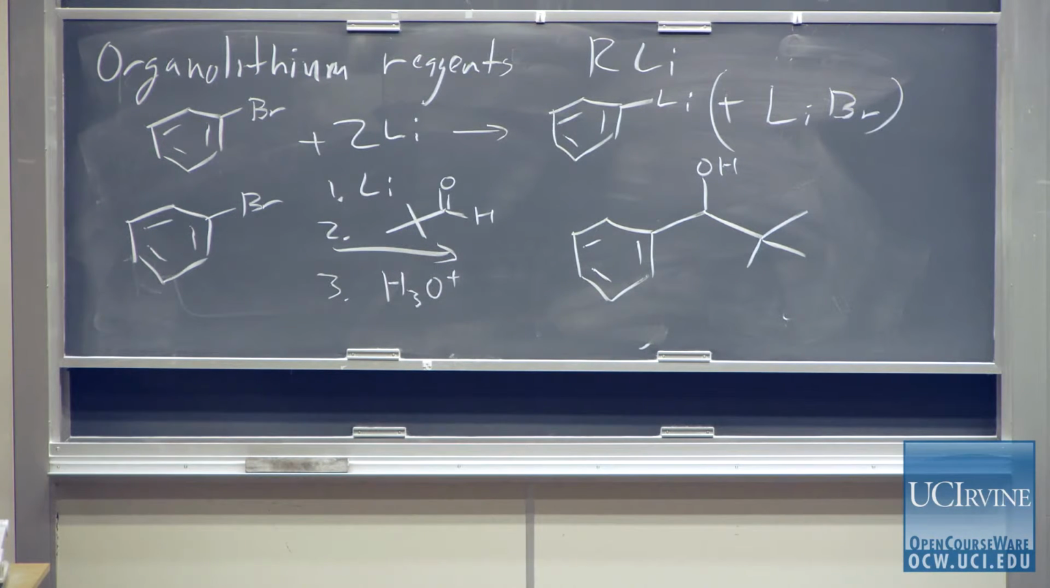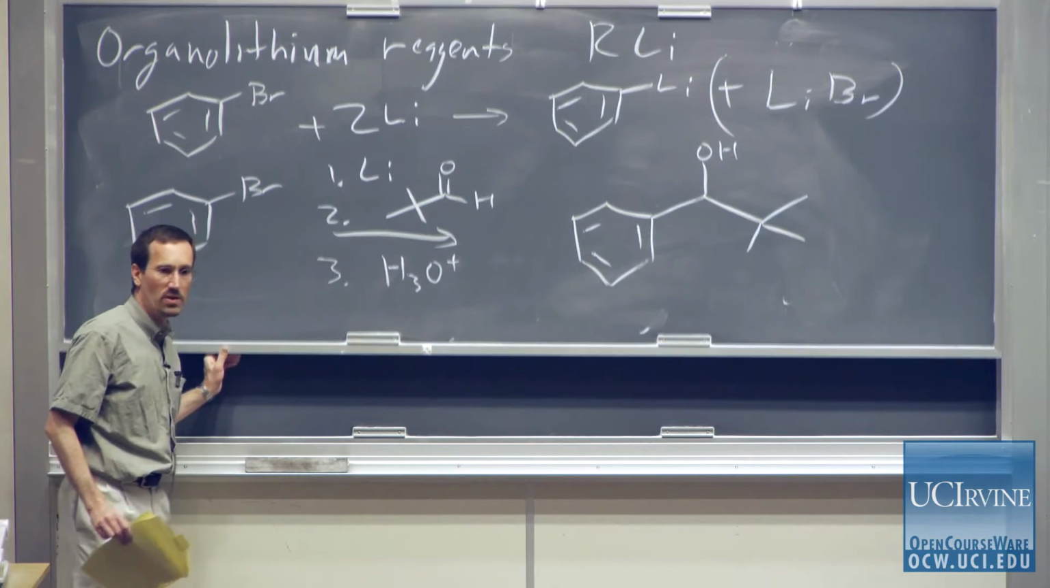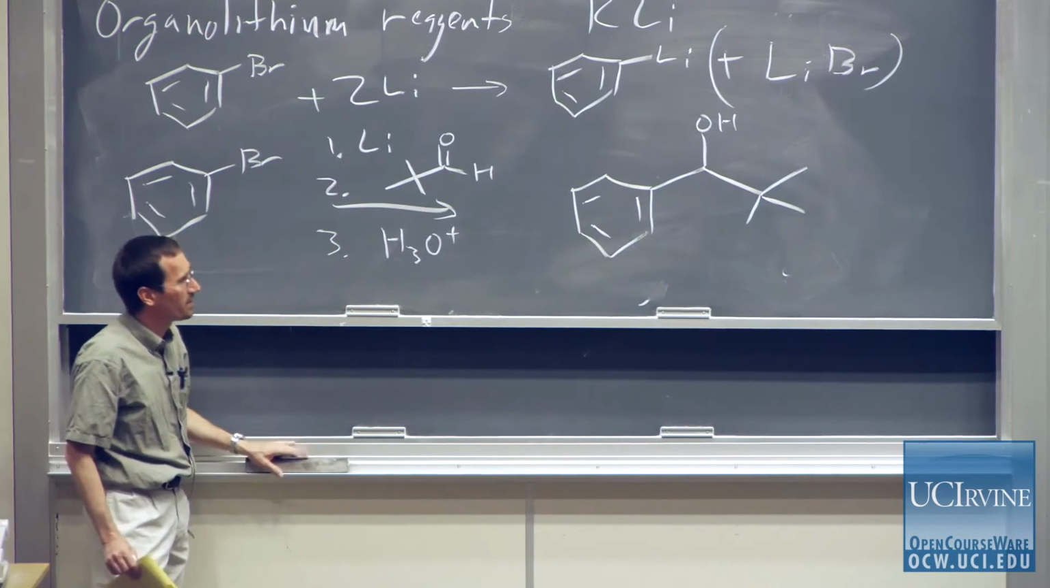And of course, because we've generated a stereocenter in the molecule, we've generated it as a mixture of two enantiomers. We've generated two different enantiomers in equal amounts. We've generated the racemate.